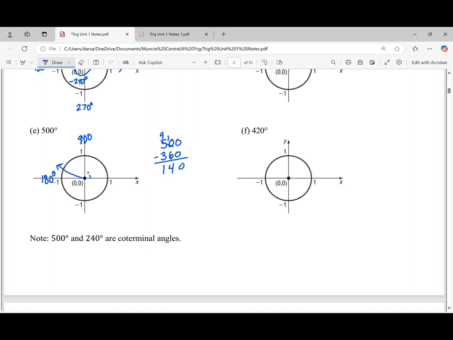But that would be measuring from the positive x-axis straight to that 140 degree angle. But notice the angle they asked us to graph was not 140, it was actually 500 degrees. The way that we think about that is that we go an entire 360-degree circle and then another 140 degrees, and that gives us the angle 500 degrees. Notice it lands in the same spot as 140, but it is actually 500 degrees because we've gone a full circle plus another 140.